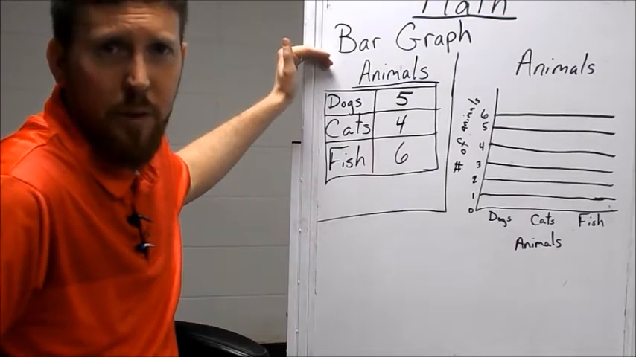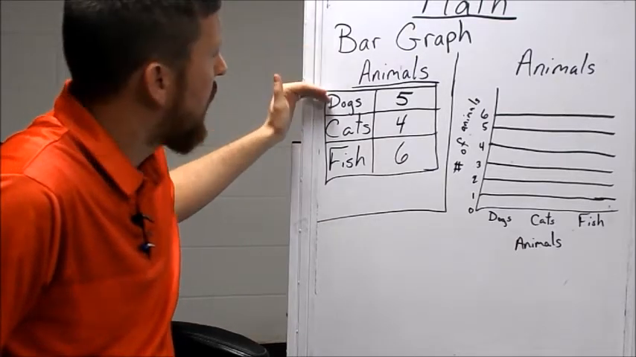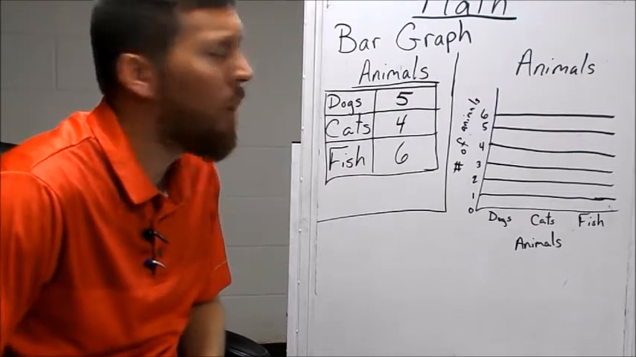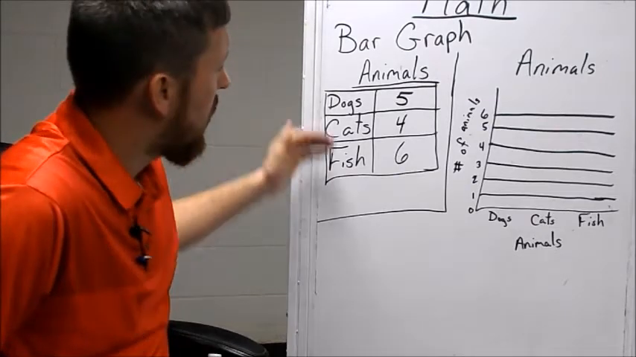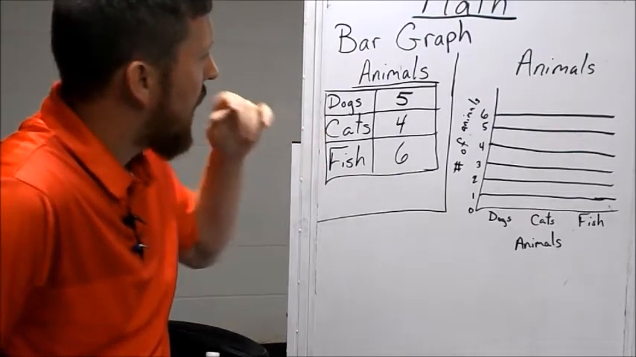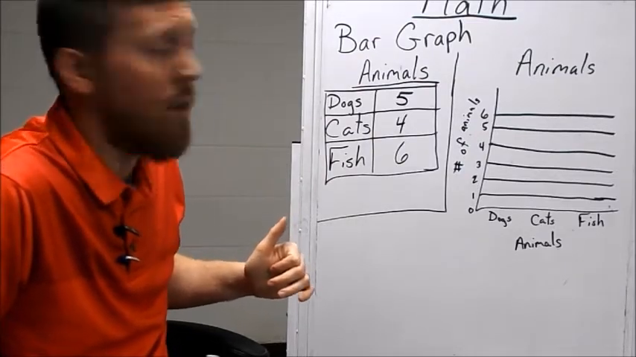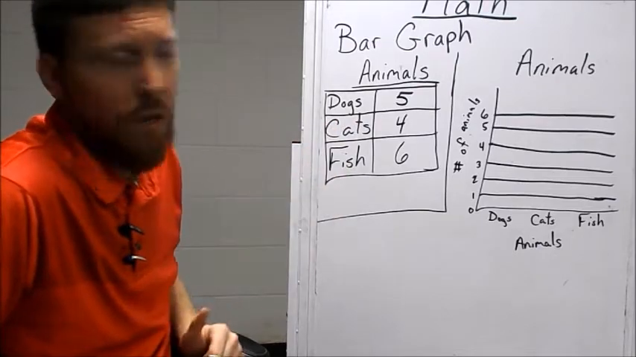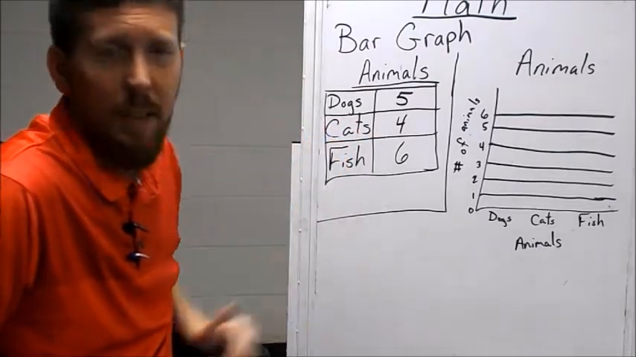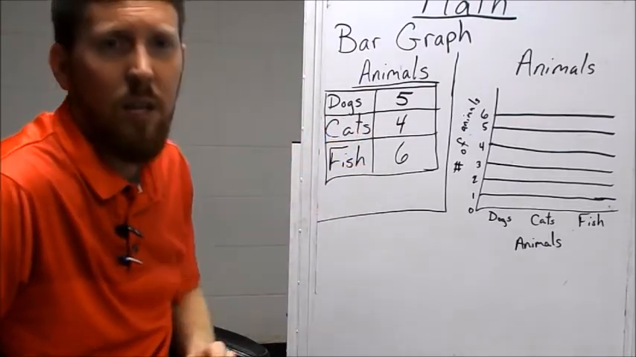Okay, so again, this is a review of bar graphs. I said, well, let's see what animals we have. We have a dog, a cat, and fish. How many students had dogs? 5 students had dogs. 4 students had cats, and 6 students had fish.